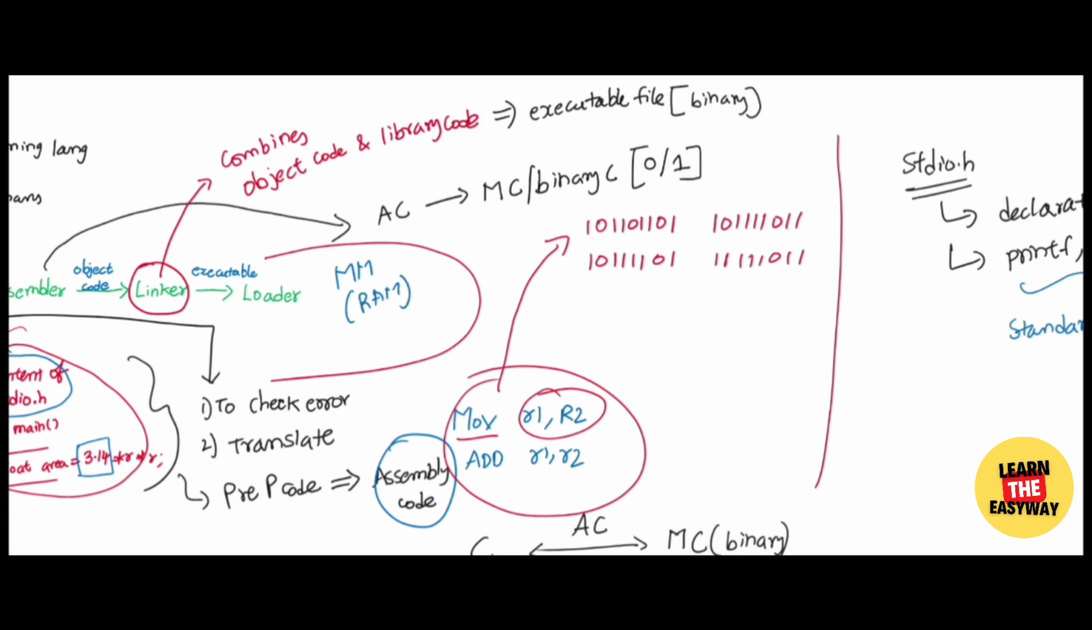So, who will keep this executable file into the main memory? This fellow, the loader, will keep our final executable file into the main memory so that the computer can easily execute it. This is the journey of a C program from the very beginning source code to the final binary file.